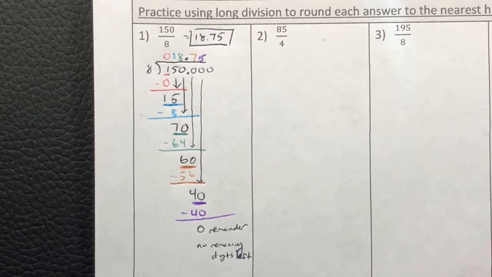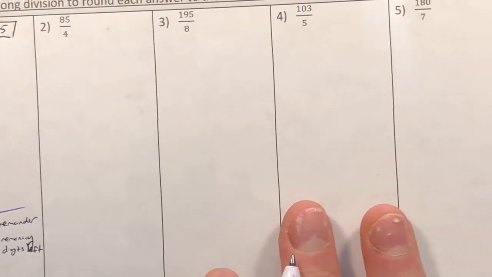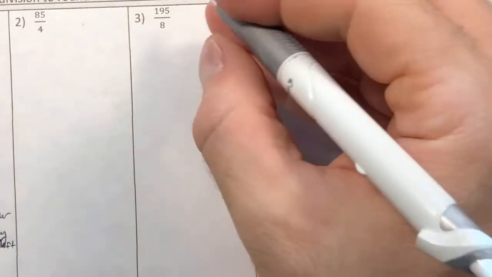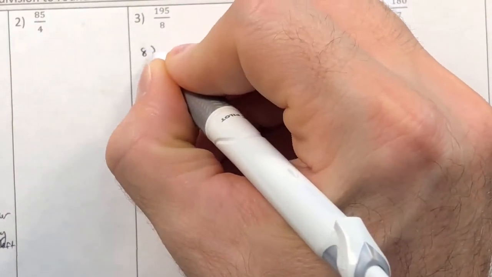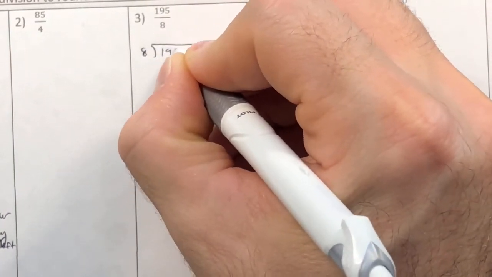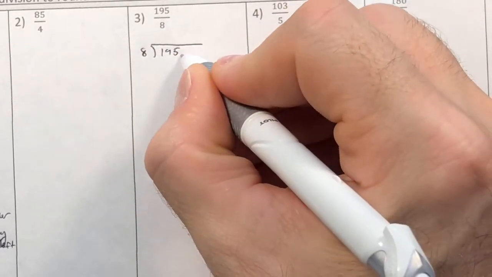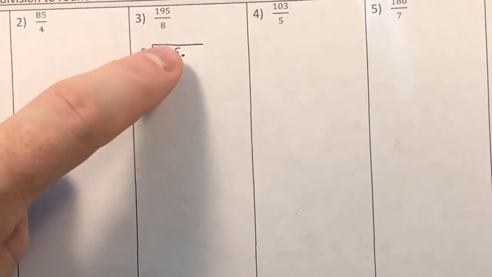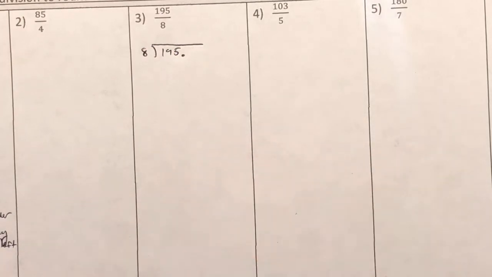Perfect. So we see that the process is just trying to plug in a number into another number. So if I go ahead and try out number 3, I'm going to do the same thing. I'm going to plug 8 into 195. If necessary, I'll add a decimal and some zeros. But let's see if 8 fits evenly into 195. Spoiler alert, it doesn't, because 8 is even, 195 is not. So we're going to end up with some sort of a decimal.